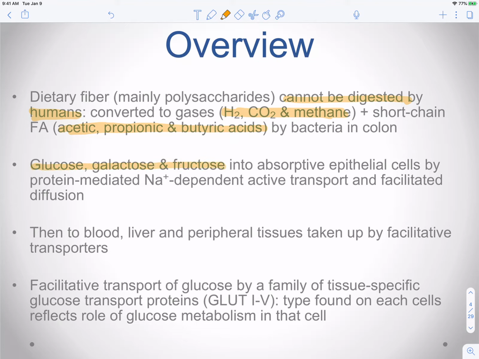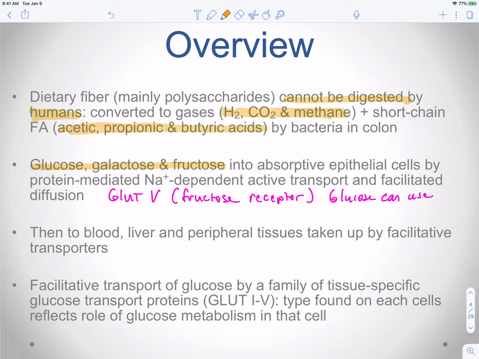Glucose, galactose, and fructose are going to be absorbed by the epithelial cells, and we have the sodium-dependent active transporter as well as the facilitated diffusion. We have the GLUT5 receptor, which is the fructose receptor. Glucose can also use it. Galactose and glucose can both use the sodium co-transporter as well.